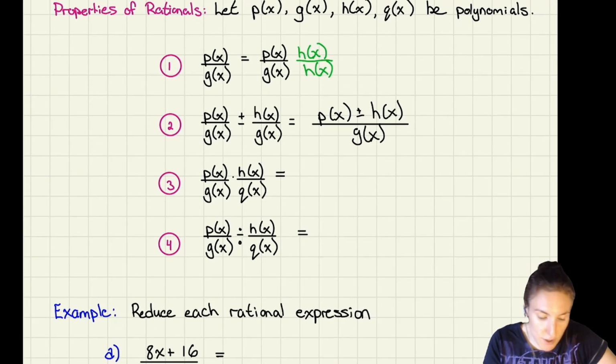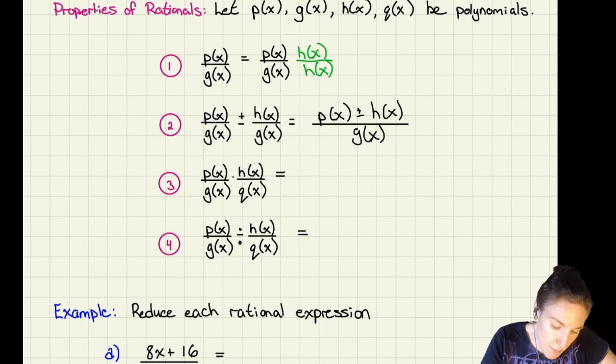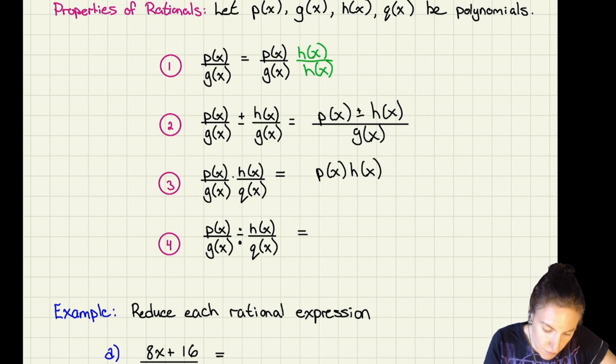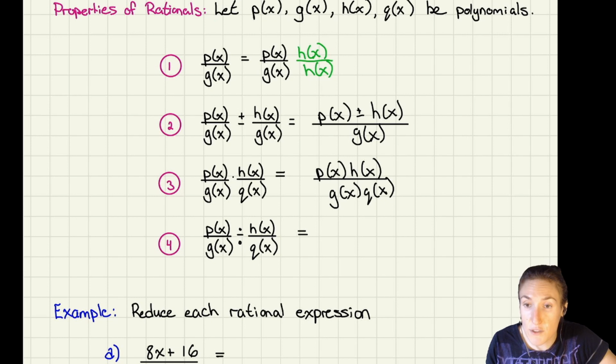For multiplication, again, we have these two separate functions here, and they're being multiplied. Well, with multiplication, we can combine both of these rational functions into one rational function. So our new numerator is p of x h of x, and then our denominator is g of x q of x.